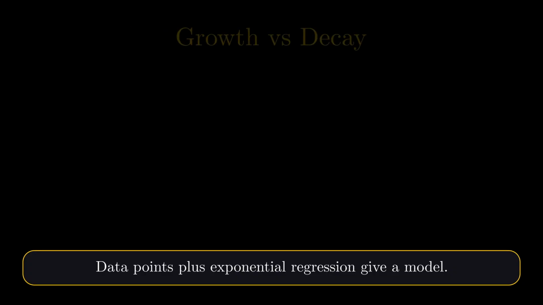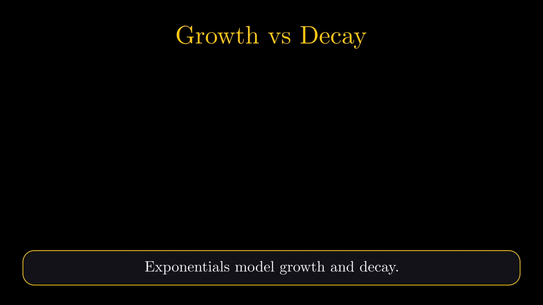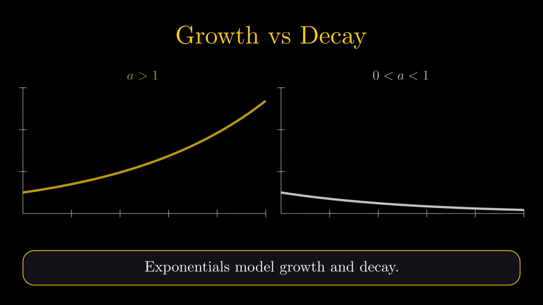Exponentials model both growth and decay. If the base is bigger than 1, the curve rises. If the base is between 0 and 1, it falls. Same idea, constant percent change, just different direction.